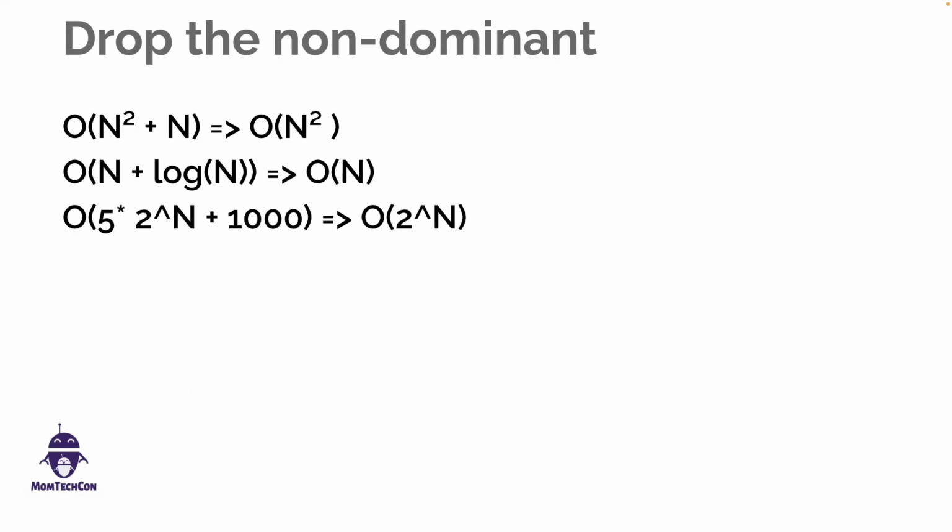The same principle goes for non-dominant terms. When we have n squared plus n, all we care about is the growth rate. So we can drop the n, which is the non-dominant. This way we can simplify and say that we have O of n squared. It goes the same for the next example. O of n plus log of n can be just O of n, which is superior to log n. Same again for the next example. We only need to keep the dominant.